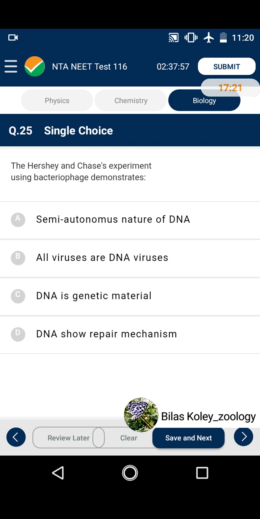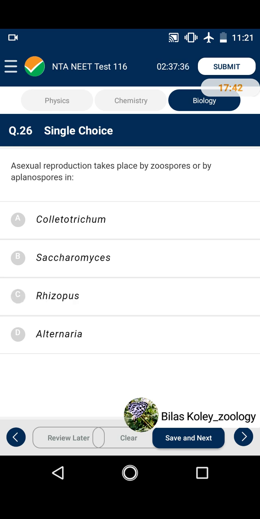Now question number 25. The Hershey-Chase experiment using bacteriophage demonstrated, and the options are semi-conservative nature of DNA, all viruses are DNA viruses, DNA is genetic material, DNA shows repair mechanism. In these questions, the right option will be option C, DNA is genetic material.